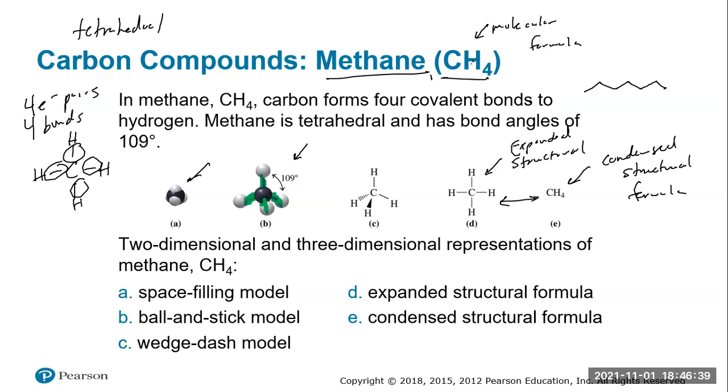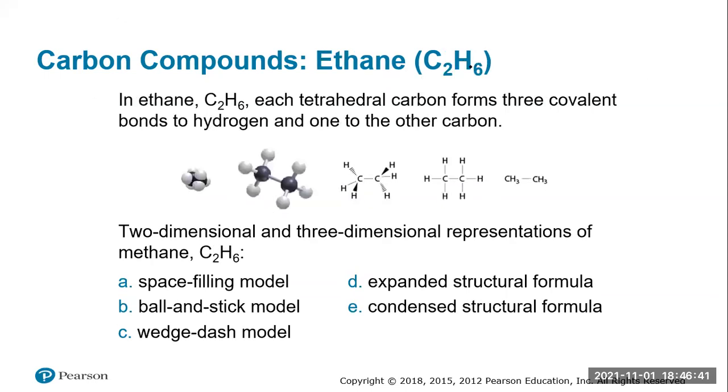The second alkane that you could have is 2 carbons and 6 hydrogens. Again, CnH2n+2, n being 2: 2 times 2 is 4, plus 2 is 6 hydrogens. Here is our expanded structural formula where we draw out all the hydrogens. This is our condensed formula where we draw out no hydrogens.